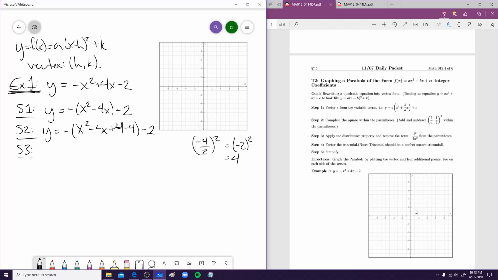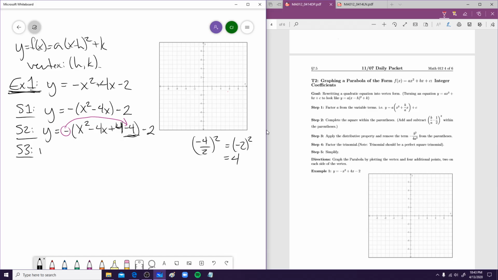So for step 3, we're going to apply the distributive property and remove, that's a typo. Remove this term. So remove the one that you subtracted. So what do I mean? I'm going to take this and distribute it into this so I can take it out.